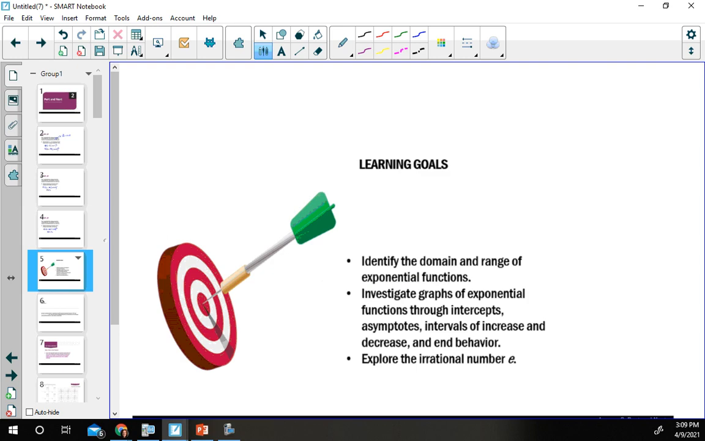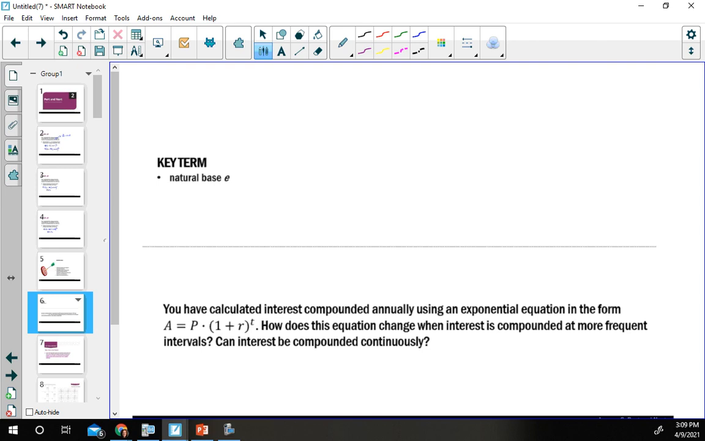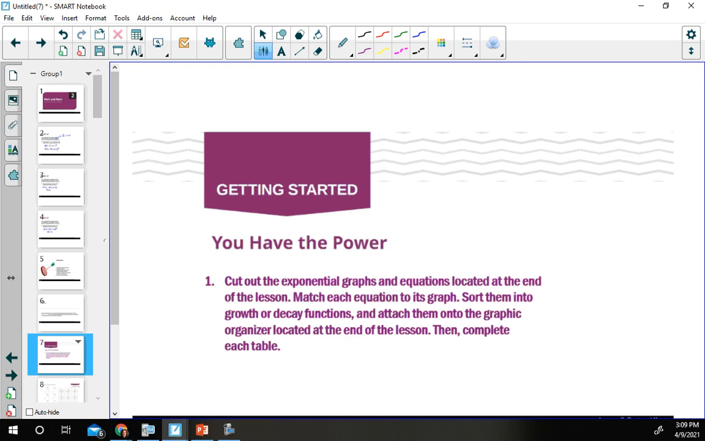Okay, so we're going to identify some domain and ranges. We're going to investigate exponentials, asymptotes, increasing and decreasing. We're not going to focus in on end behavior. And what does the number e represent? Okay, so we just kind of looked at this: A is equal to P times 1 plus r to the t, and how we can change it.